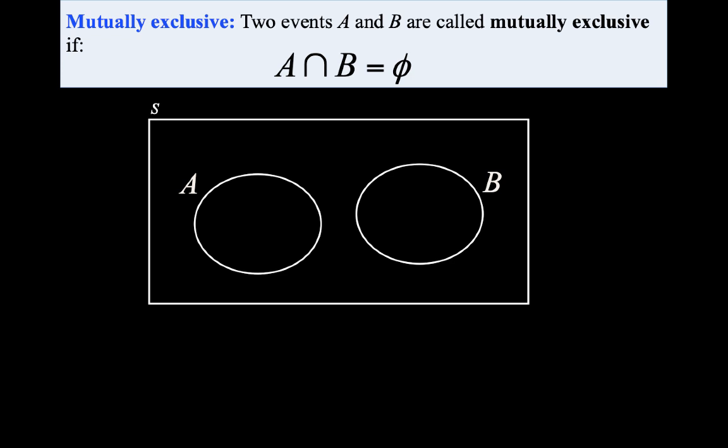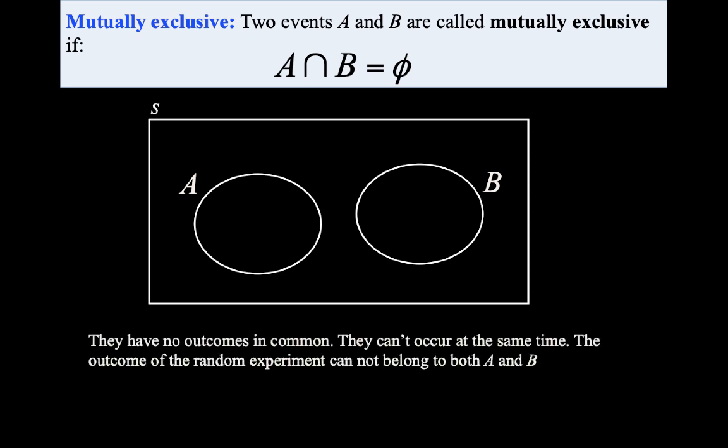Is disjoint. They are disjoint. They have no outcomes in common. They can't occur at the same time. The outcome of the random experiment cannot belong to both A and B.